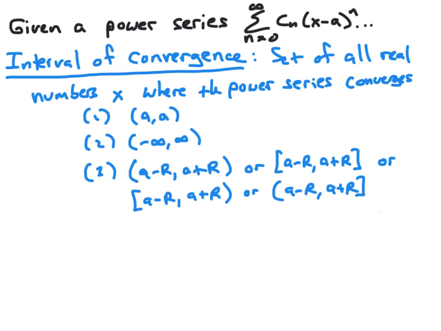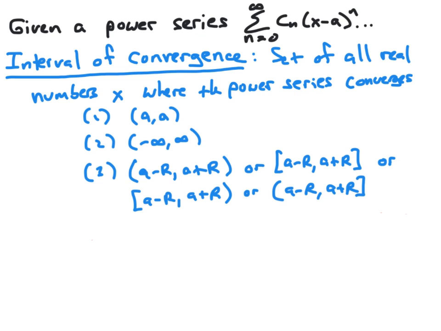This means that the interval of convergence consists of the values that can be substituted in for x to obtain a convergent series. We know that there are three different types of convergence for a series, and for each of the types, our interval has a very particular form. In type 1, we know that the power series only converges at the center, and so we can represent that single point as an interval of the form a to a. This is kind of an unusual way to write an interval.